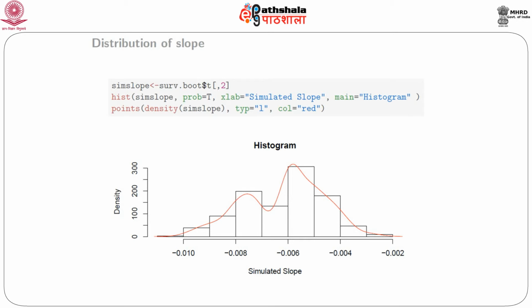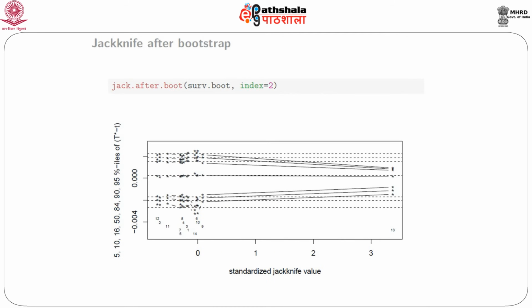Now, if we draw a histogram of the bootstrap estimates of the slopes, we see that the histogram clearly has 2 modes, or rather the histogram can be divided into 2 groups. The group on the left is based on samples which do not have the 13th observation, while the histogram on the right is based on those bootstrap samples which have the 13th observation 1 or more times.